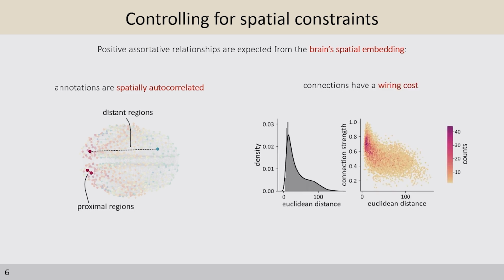From the brain's spatial embedding, there's also a wiring cost associated with connections. What that results in, actually, is that most connections in the brain are short range. So if you combine these 2 ideas very simply, we'll obtain pretty much an assortative or homophilic relationship for pretty much any annotation in the brain.